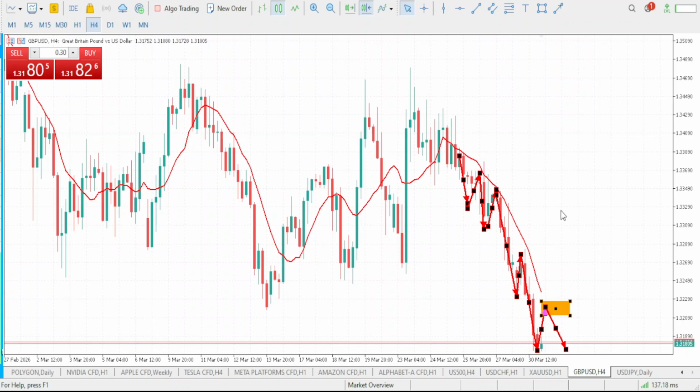So the best thing you can do on GBP is to go in for a sell and hold your sell position. If you can go in for the sell and hold your sell position for the next 2 to 3 days, you are going to actually grab a lot of moves. So above all, a bearish move is expected for GBP.